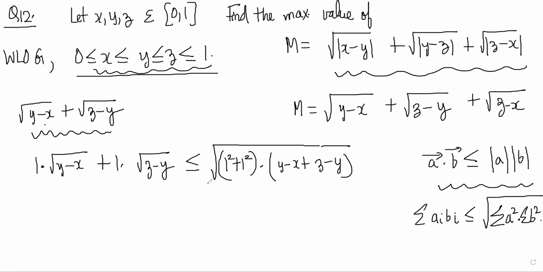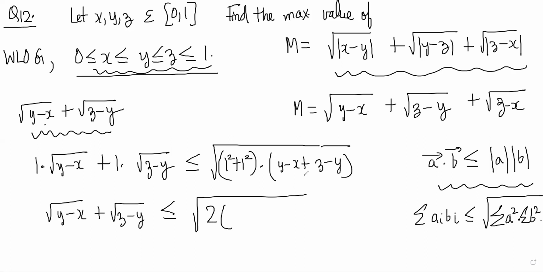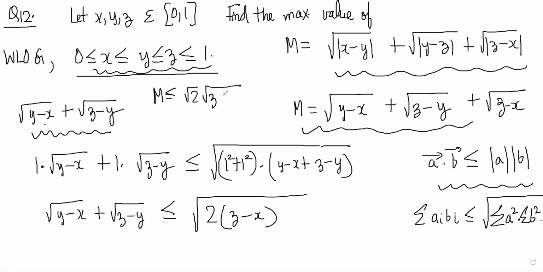Correct. So this is Cauchy-Schwarz inequality, and that implies that root over y minus x plus root over z minus y is less than equal to root over 2, and y gets cancelled and this is z minus x, right? Great. So now when we have to look at m, we can write m as less than equal to root 2 root over z minus x plus root over z minus x. M is less than equal to root 2 plus 1 root over z minus x.